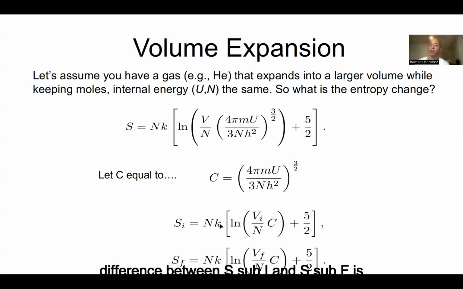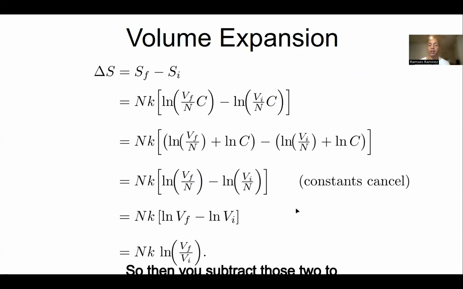The only difference between S sub i and S sub f is the volume, right? Everything else is the same, because everything else is constant in this case. So the only thing that changes is the volume. So you have the initial volume V sub i in the S sub i expression, and V sub f in the S sub f expression. Then you subtract those two to get delta S, the change in entropy from the initial to final states, which is done like this.